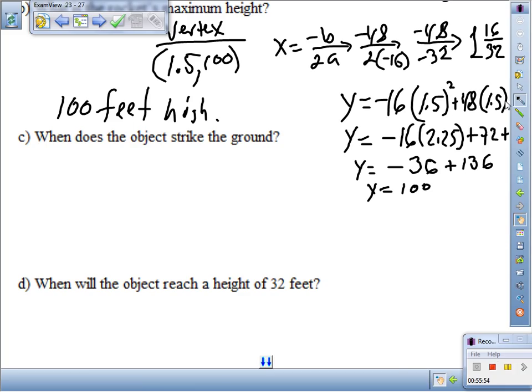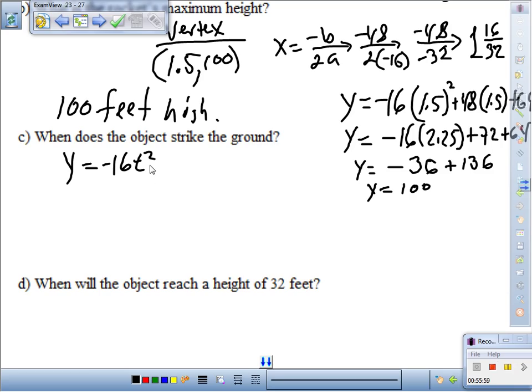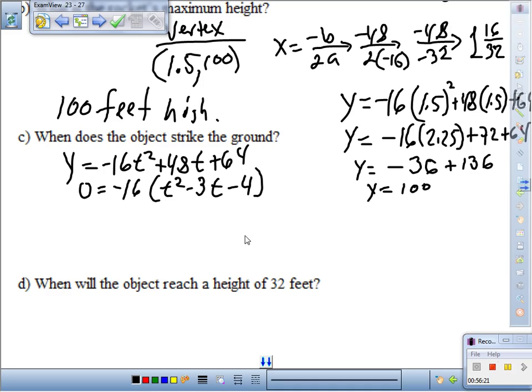Take the equation y equals negative 16t squared plus 48t plus 64. Change that equal to 0 and find the GCF. What's the GCF? Negative 16. We're left with t squared minus 3t minus 4. Do we know what to do from there?